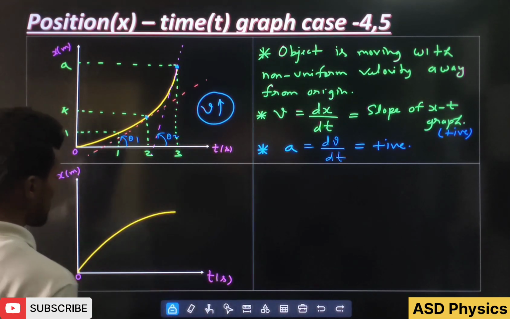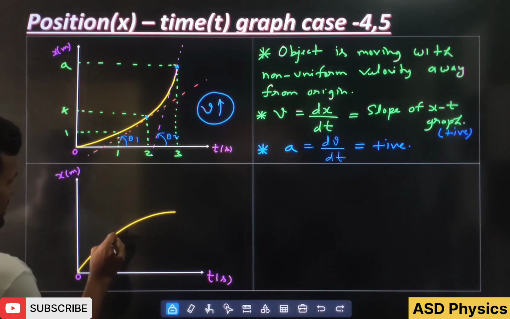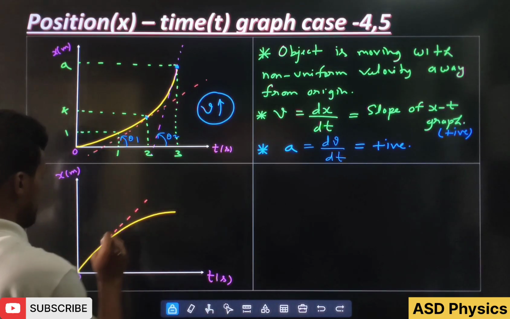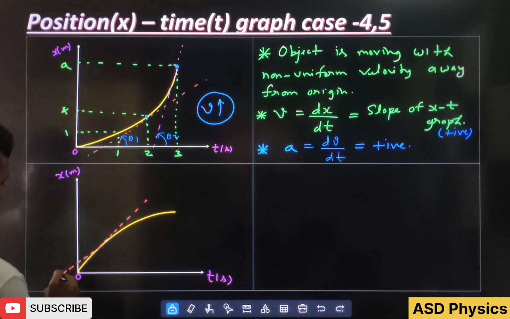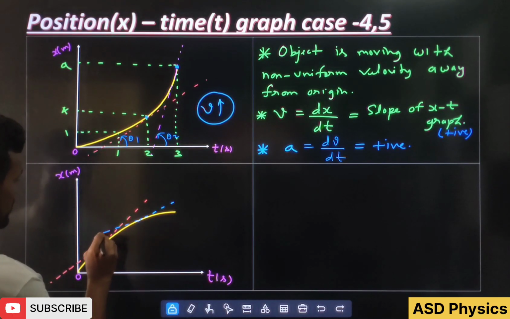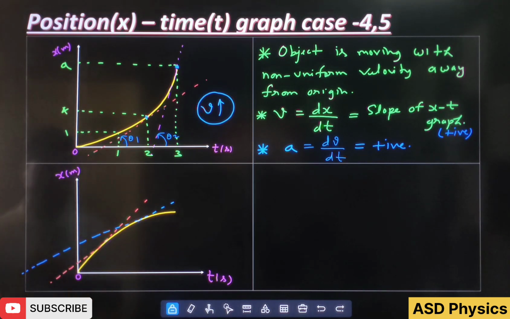Now students, after that, if we talk about this graph here, in the case of this graph, if I take some point, let's take one point here, and if I draw the slope, like this, the slope will be there. Okay, similarly if I take one more point here, I'll just try to draw it like this.